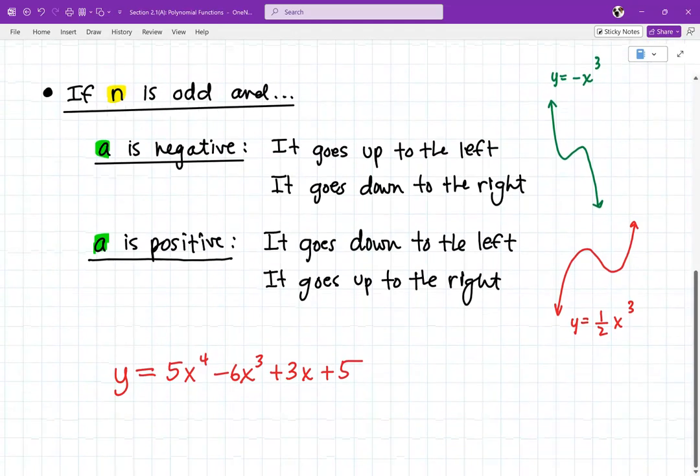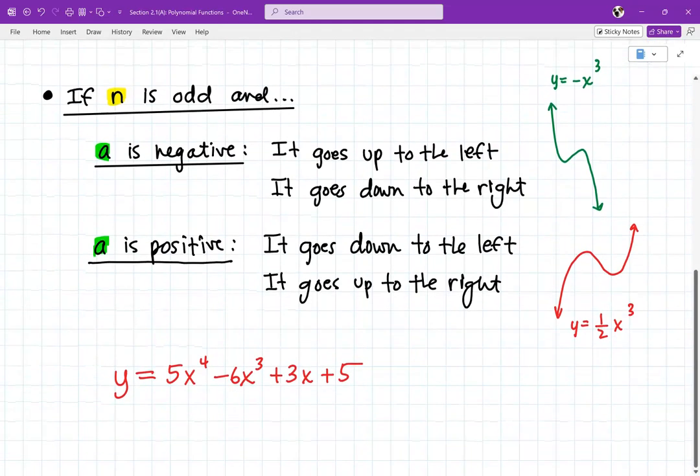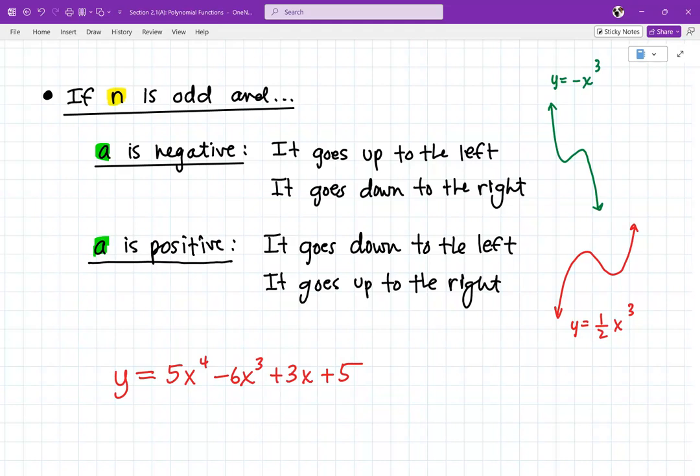If I ask you, what is this graph doing right here? What's its end behavior? You should be able to tell me. The highest power is a 4, so it's even. So look at your list. Even power, and it's positive in front of it. So they both do the same thing. They either both go up, up, or down, down.